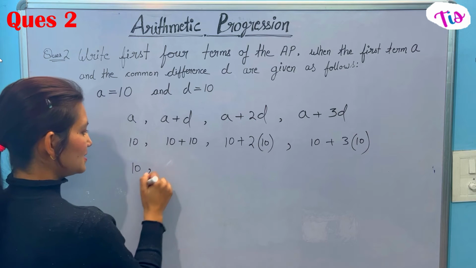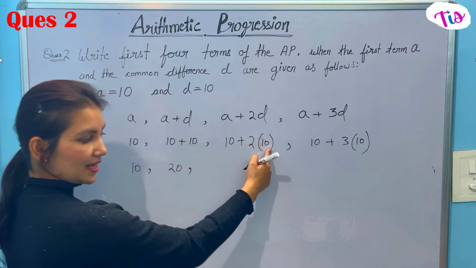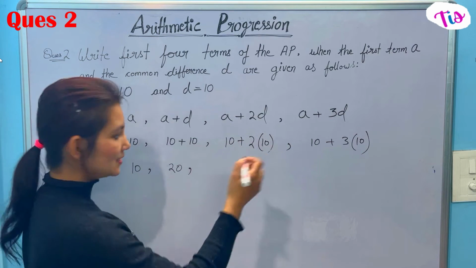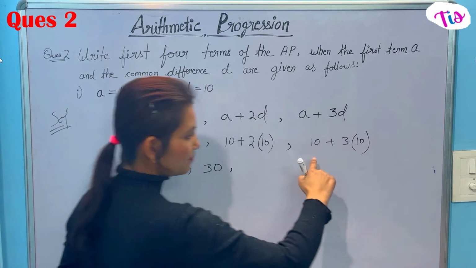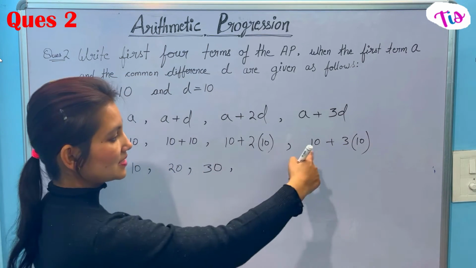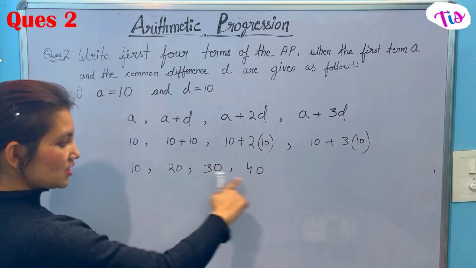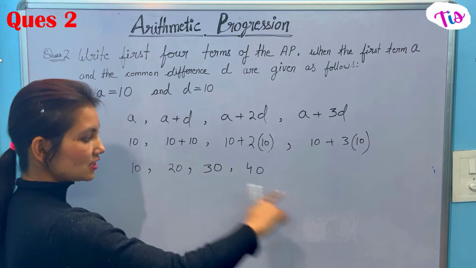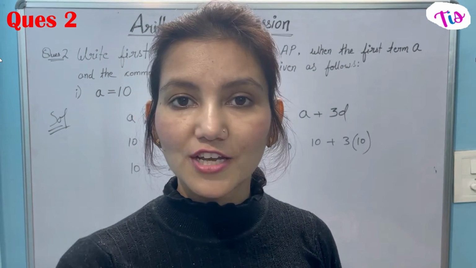So the first term is 10. 10 plus 10 is 20, which is our second term. 2 into 10 is 20, plus 10 is 30, which is our third term. Now the fourth term: 3 into 10 is 30, plus 10 is 40. So we got all the first 4 terms of this AP. Simple. Let's move to the next question.